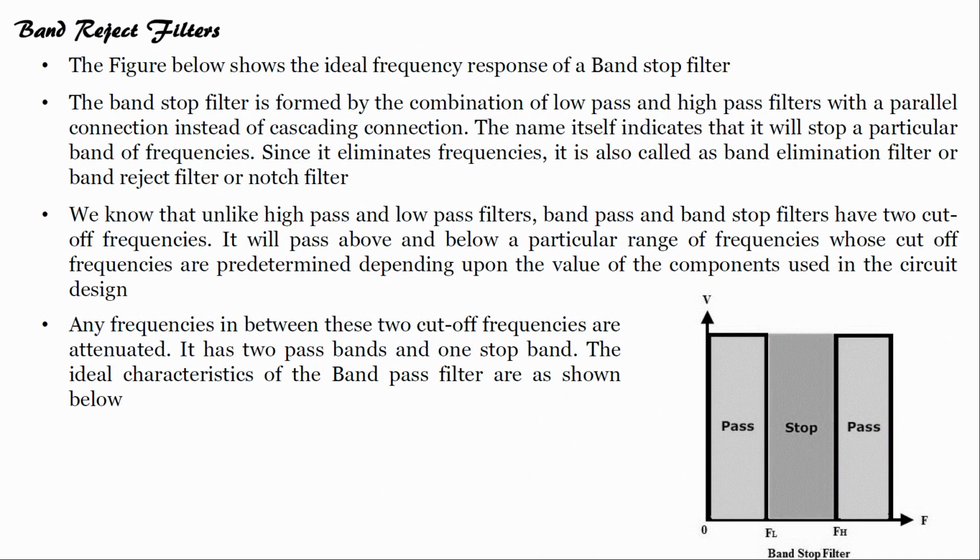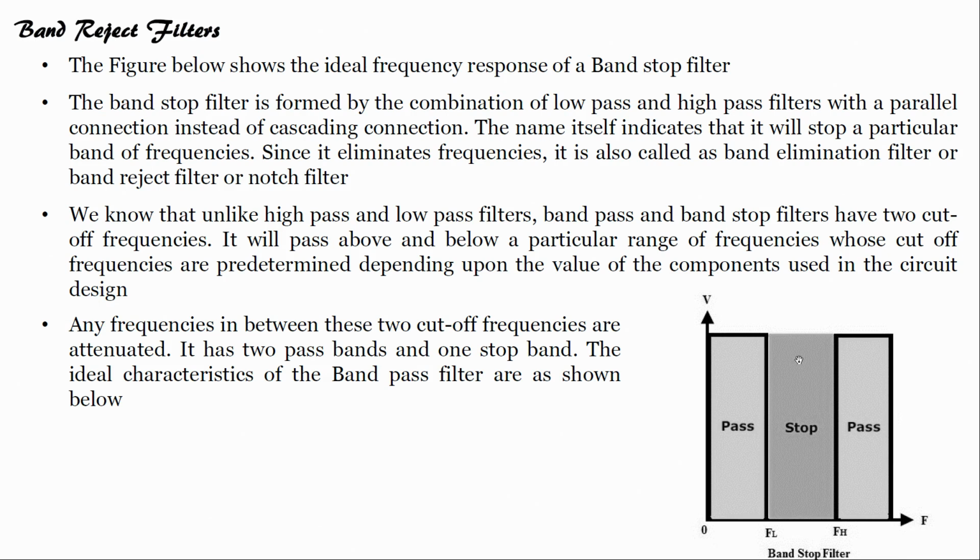Then the band reject filter. As the name suggests, it will reject a particular band of frequencies, right. The figure shows the stop band and the pass bands. It shows the ideal frequency response of a band stop filter. This is a band stop filter, also called a band reject filter, or a notch filter. So, do not get confused if it is band stop or band reject or notch, everything is the same.